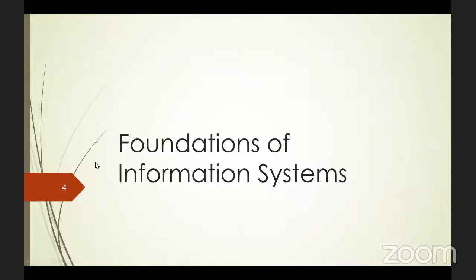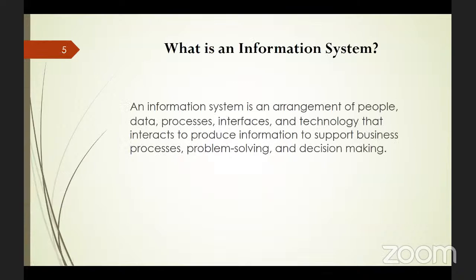Well, let's go back to my lecture since perhaps the answer is in my lecture. Why is this not working? There we go. So let's just look at what this definition on the screen says. It says that IS is an arrangement of people, data, processes, interfaces, and technology that interacts to produce information. Now, the thing about it is IT can be used inside or outside of a business organization. Typically, we only use the term information systems when we're talking about organizations, both businesses and nonprofits.